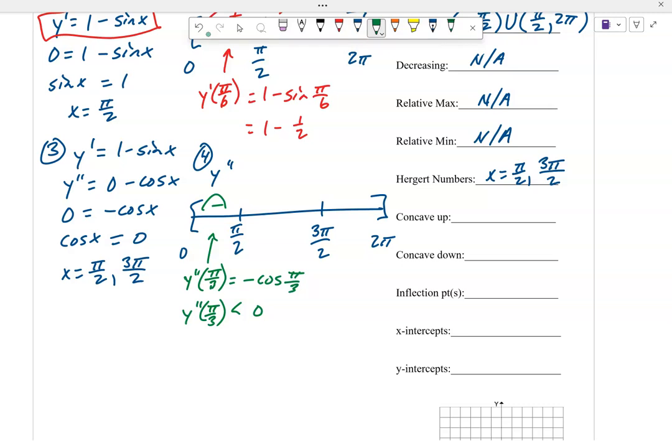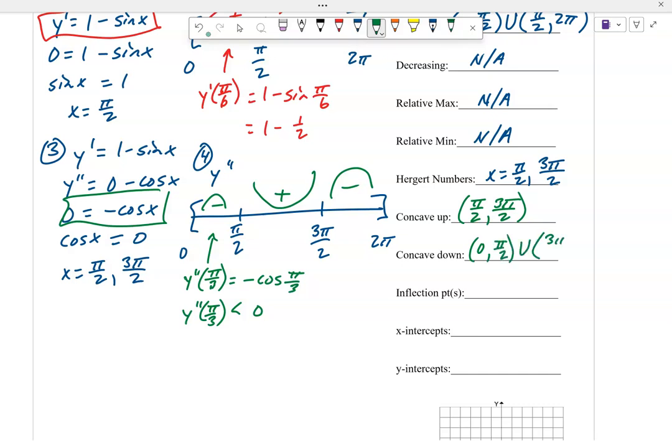Negative cosine of pi, so negative negative 1, that's positive. And again, I'm throwing it into the second derivative, which is negative cosine of x. Throw something in between 3 pi halves and 2 pi, maybe 7 pi fourths or something. Throw that in, you're going to see that that is negative, so the original function is concave down. So we're concave up from pi halves up until 3 pi halves on that interval. And then we're concave down from 0 to pi halves, as well as from 3 pi halves to 2 pi.